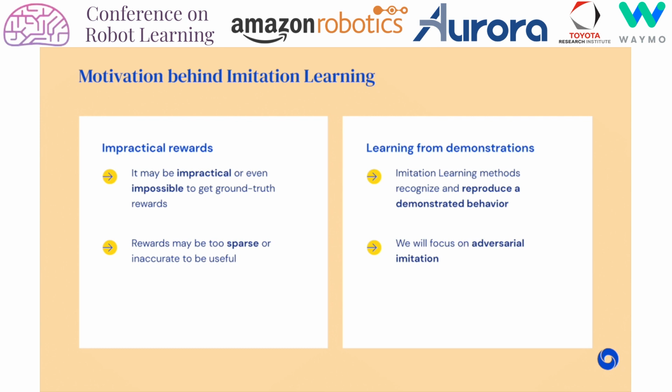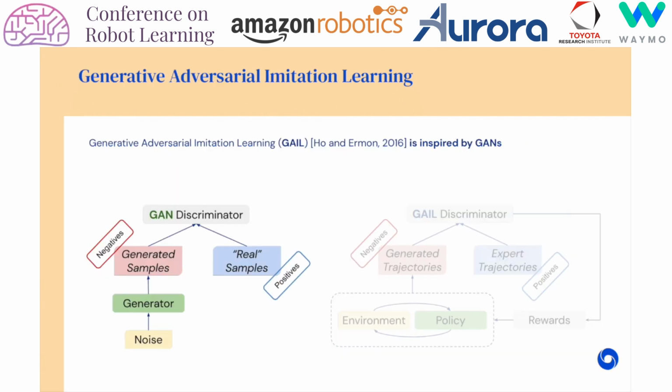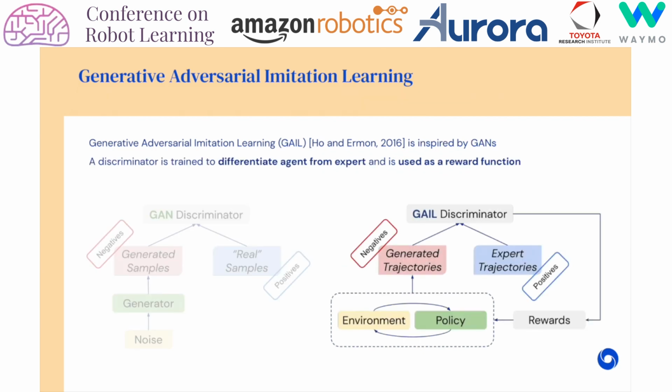There are a few approaches, but we'll focus on adversarial imitation. Generative Adversarial Imitation Learning, or GAIL, is inspired by GANs. Here, a discriminator tries to assign higher values to expert trajectories and lower values to trajectories generated by the policy we would like to improve. These predictions are then converted to be rewards and input to the agents.